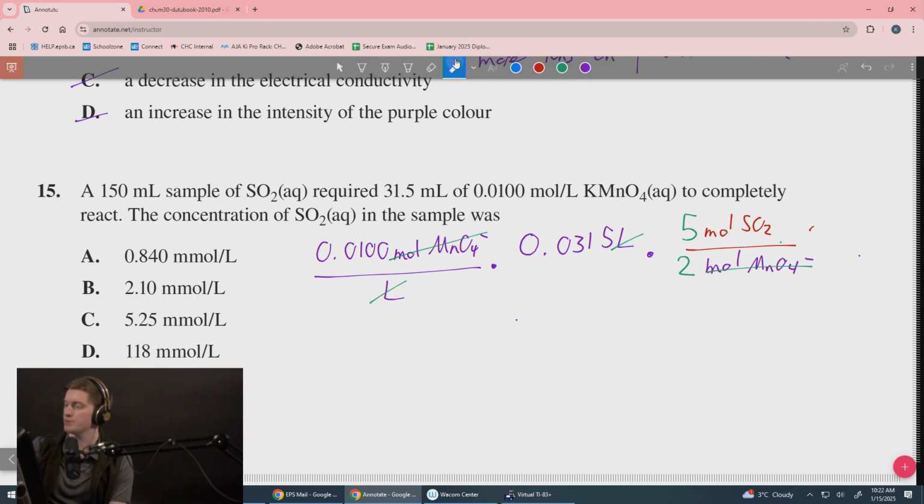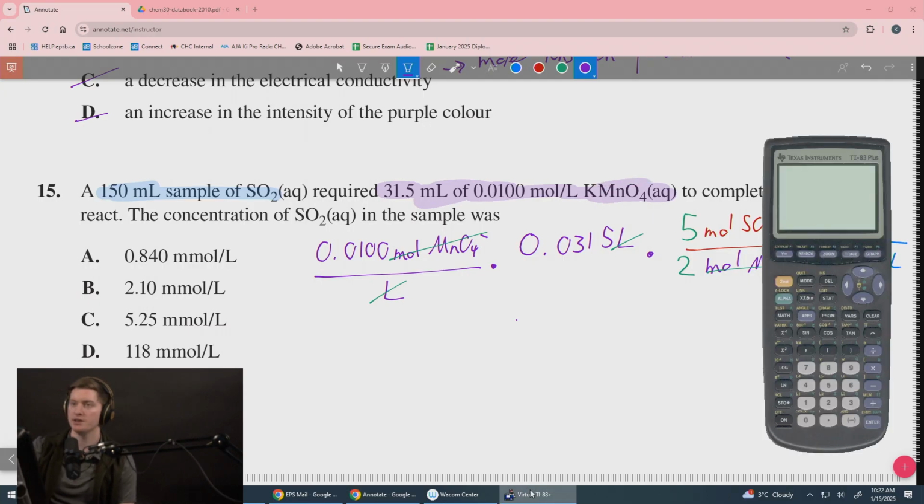Now what I'll have as far as my units is moles of sulfur dioxide, but I don't really want moles of sulfur dioxide, I want concentration, which is going to be in moles per liter. So the last thing I'm going to do is multiply by 1 over my volume so that I get liters in the denominator, and I have 0.150 liters of sulfur dioxide. I get that from right here. I'll highlight that in blue. That's my milliliter sample, whereas these belong to my potassium permanganate.